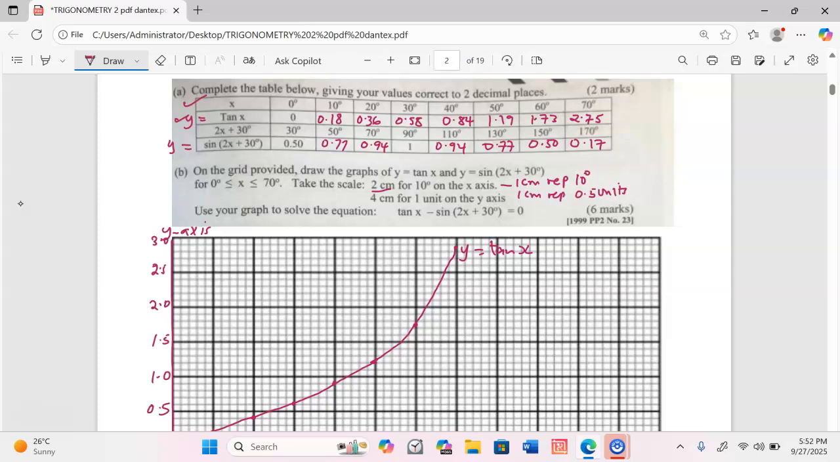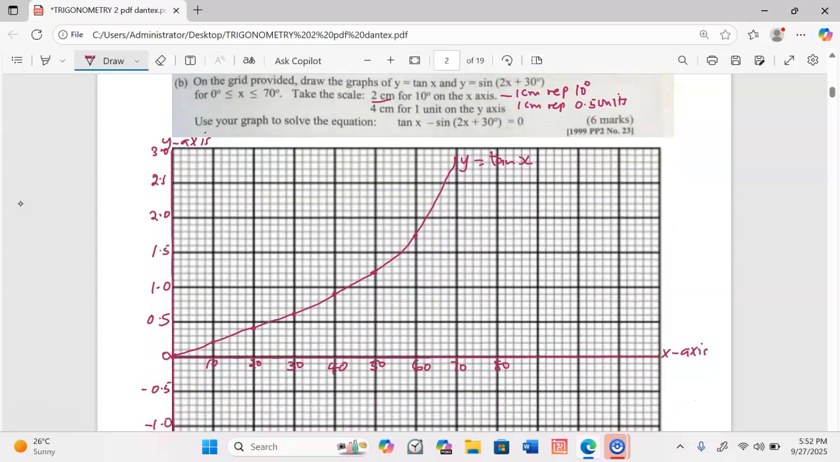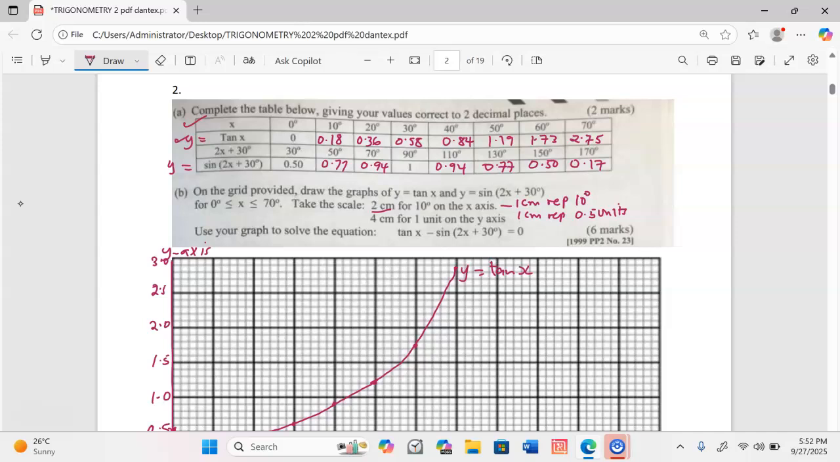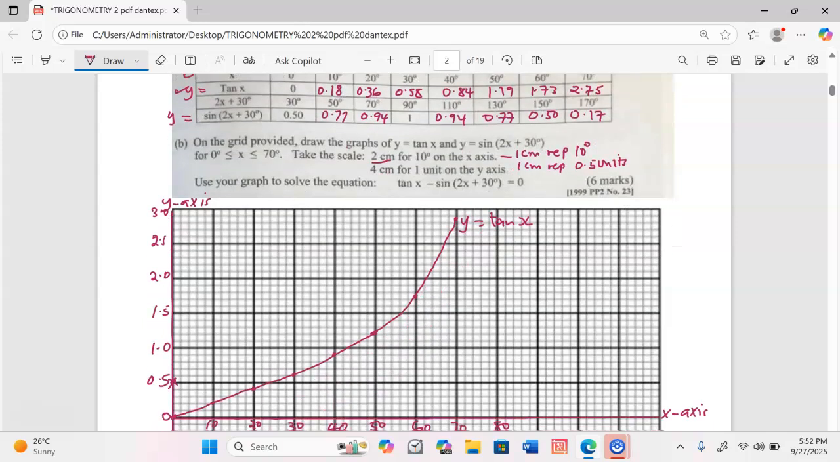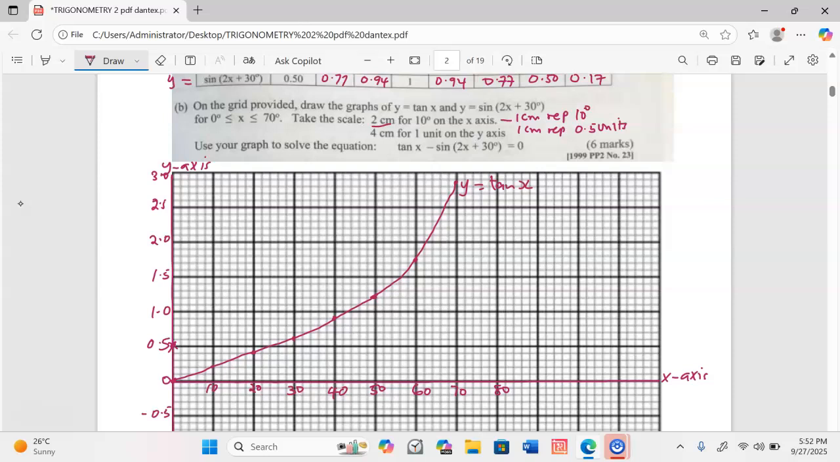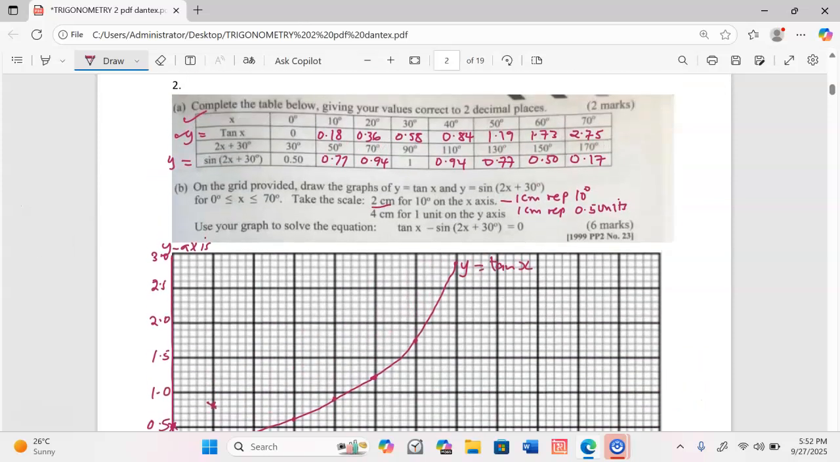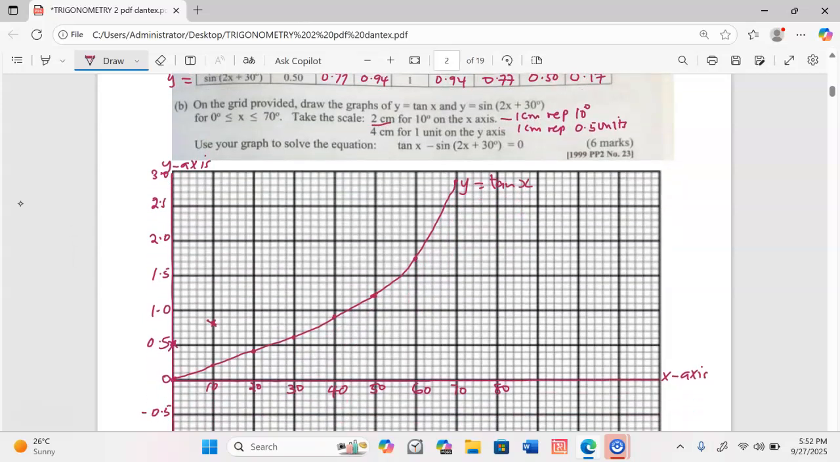When x is 0, sine of 2x plus 30 is 0.5. 0.5 here. At 10, we are going to have 0.7, around 0.8. At 10, we have 0.8 at this point. This is 6, 7, 8 here. At 20, we are going to have 0.94.